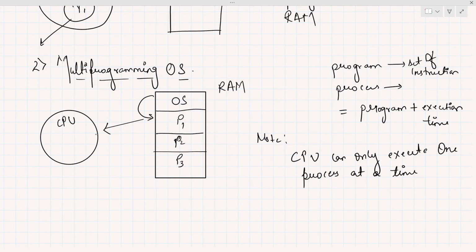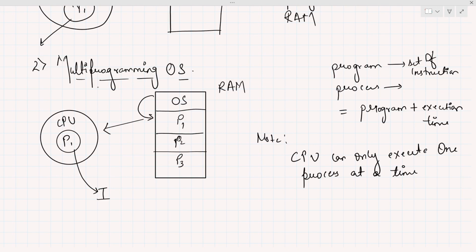Now P1 goes to the CPU and executes. When P1 wants to do another operation, like taking an input from the system, it takes time. At that time the CPU becomes empty, because P1 wants to take an input. So P1 leaves the CPU, collects that input, and then comes back to execute.